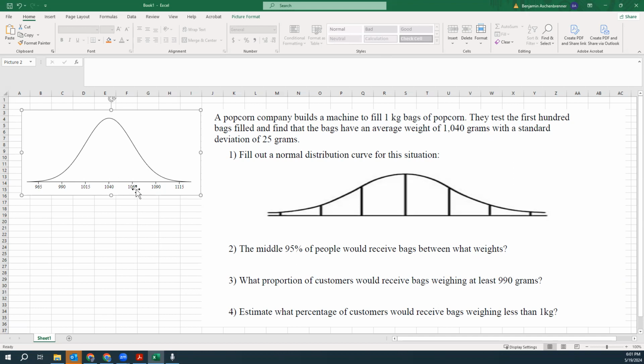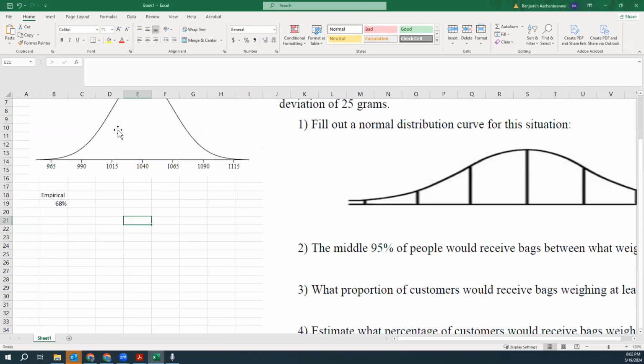a standard deviation of 25 grams. So you can see the steps here going up in 25-gram steps. The middle 95%, that's based on the empirical rule. So I recognize 95% is one of the key numbers. Remember the first statement, there's three statements here.